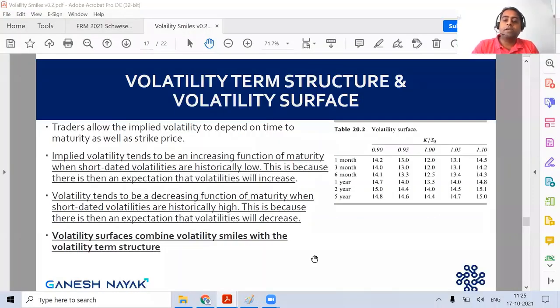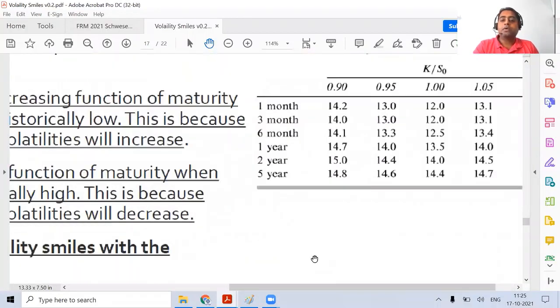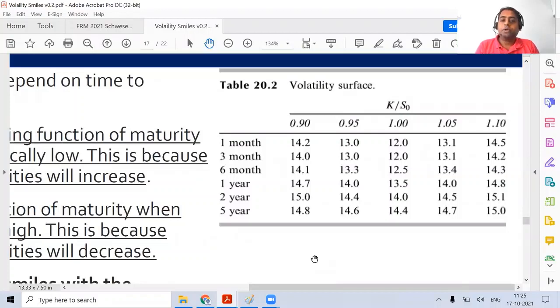Okay, now everybody on the screen, can you guys see that table? Okay, it's a volatility surface. There is one aspect, which is this K by S0. This is coming from your volatility smiles. And can we see maturity over here? It is coming from volatility term structure.